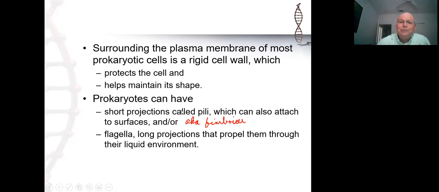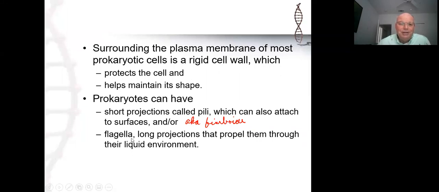Another way of sticking to the surface is through something called the capsule, which lies outside the cell wall itself, and that can allow them to stick to a surface as well because it is sticky material. Then about 50% of all prokaryotic cells, or particularly bacteria, are motile, that means they can swim, because they have flagella. These are very different from the flagella that we're going to see in eukaryotic cells, but they do allow the bacteria to move through their environment. It's a little bit like us swimming through molasses for bacteria to swim through water.